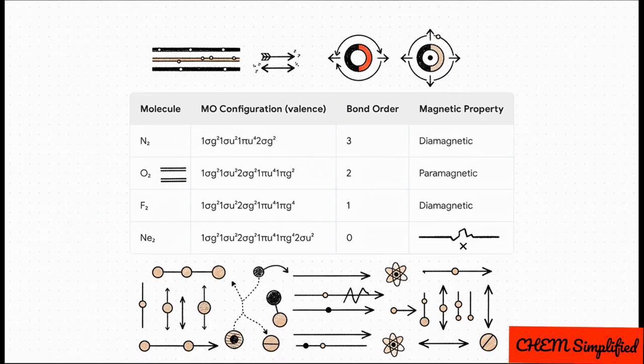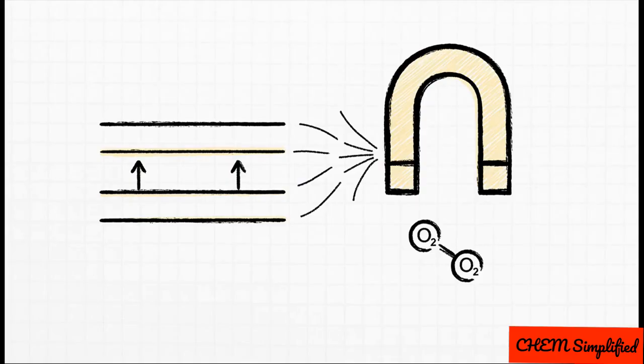For F2, we get a bond order of 1. And for Ne2, if you fill everything up, you get a bond order of 0, which basically means no bond. The molecule just falls apart, which is exactly right. And there it is, the answer to our original mystery.